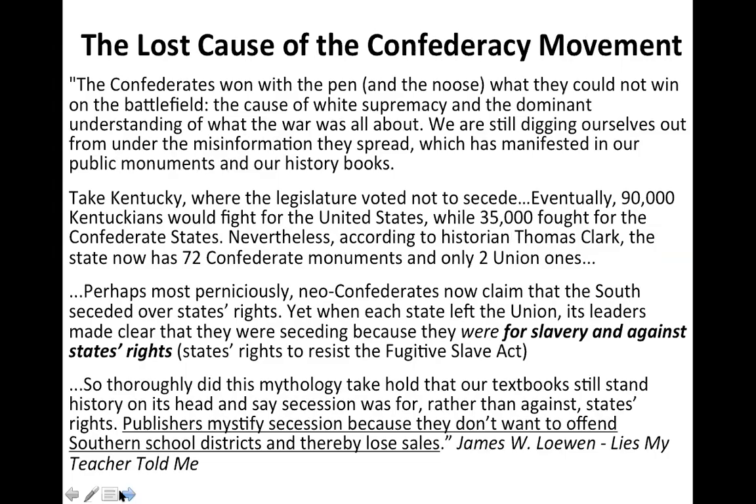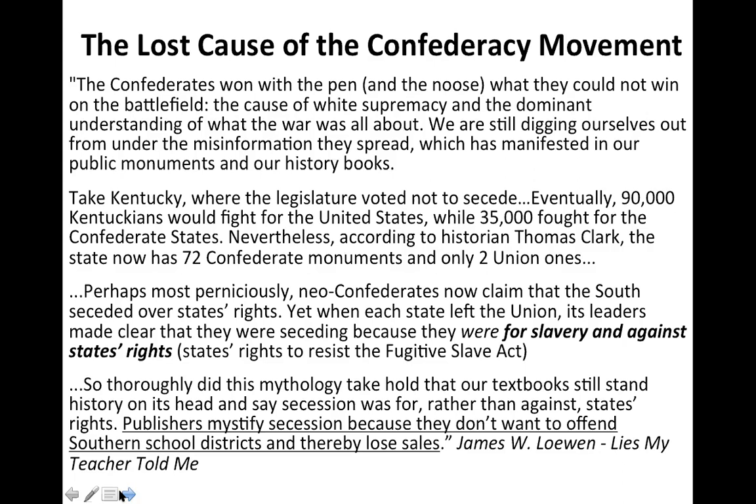So James Loewen, who wrote "Lies My Teacher Told Me," wrote this really great quote about the Lost Cause. The Confederates won with the pen and the noose what they could not win on the battlefield, the cause of white supremacy and the dominant understanding of what the war was all about. We are still digging ourselves out from under the misinformation they spread, which has manifested in our own public monuments and our history books. Take Kentucky, where the legislature voted not to secede. Eventually, 90,000 Kentuckians would fight for the United States, while 35,000 fought for the Confederate States. Nevertheless, according to historian Thomas Clark, the state now has 72 Confederate monuments and only 2 Union ones.